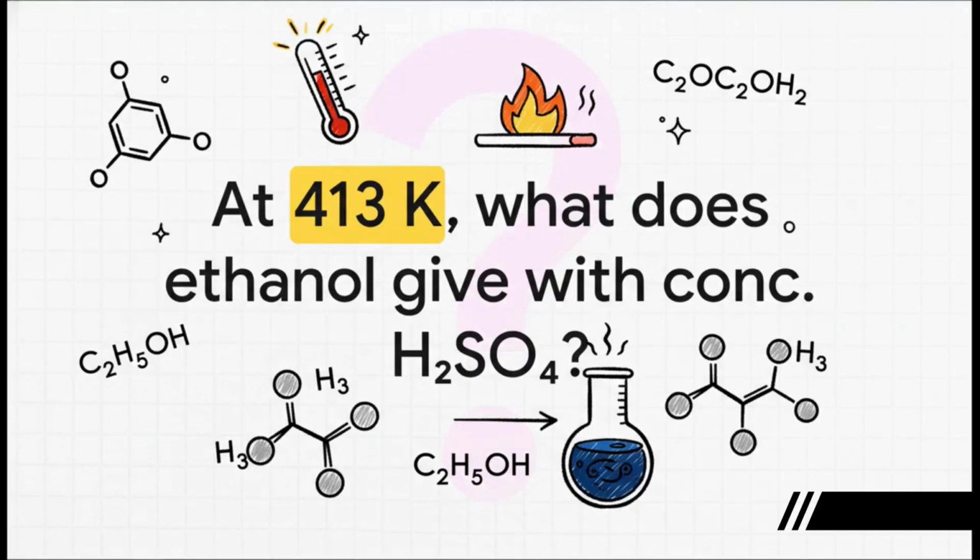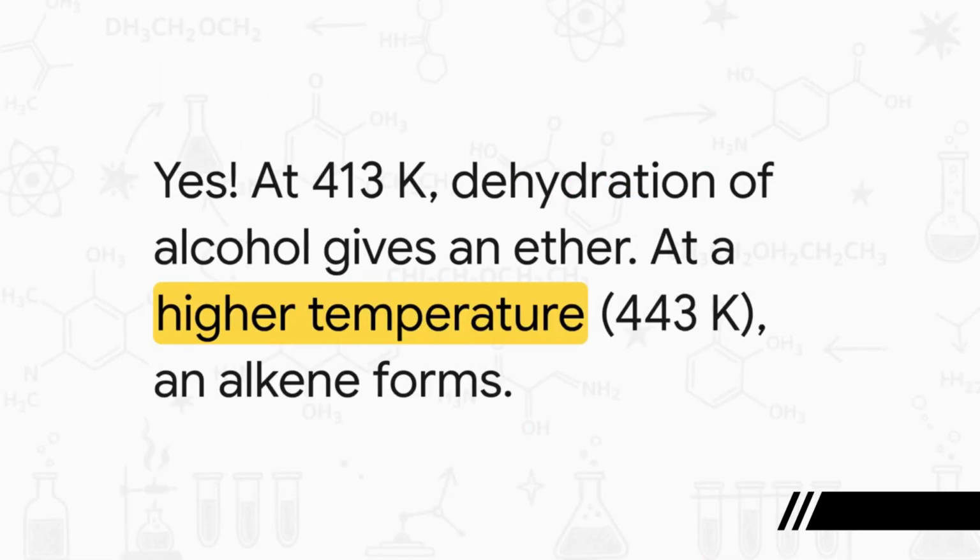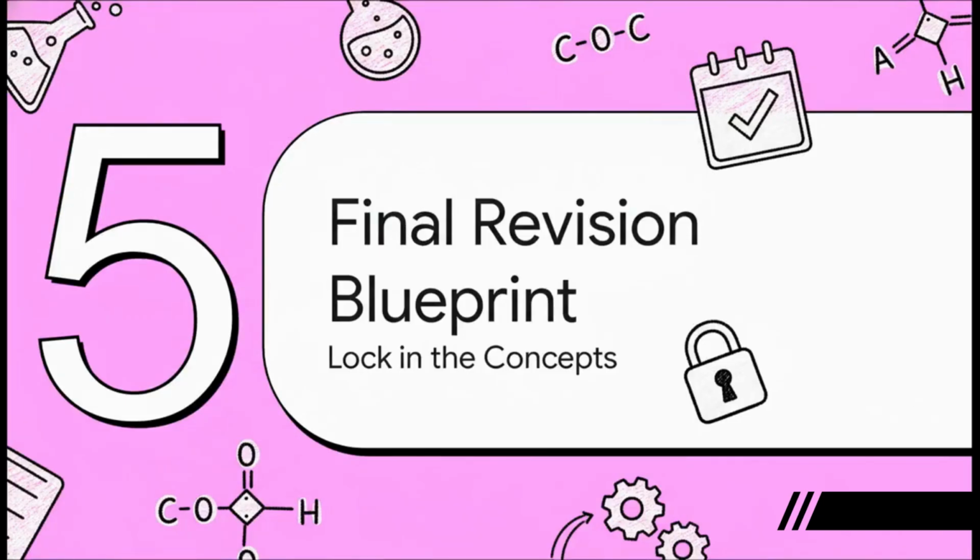All right, question number 2. This one tests your memory on specific conditions. What's the main product when you heat ethanol with concentrated sulfuric acid at 413 Kelvin? Pause here, think it through. The answer is diethyl ether. This is a fantastic example of how just changing the temperature can completely change your product. At this lower temp, 413 K, you get the ether. But if you crank up the heat to 443 K, you'd get an alkene instead. Yeah? Those numbers really matter. Awesome work on that drill.